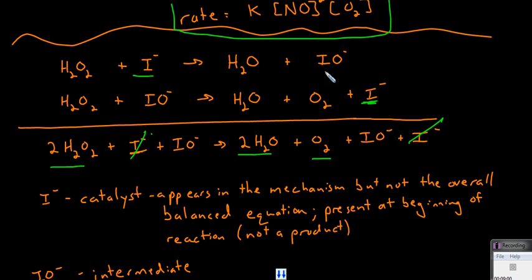Similarly, IO minus is a product of the first step, but it's used up in the second step. And so it's on the left and right. It cancels. It's not in the overall equation. That's an intermediate.